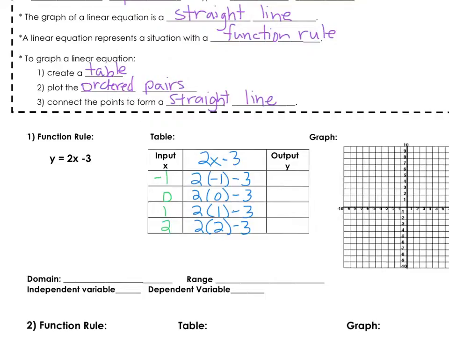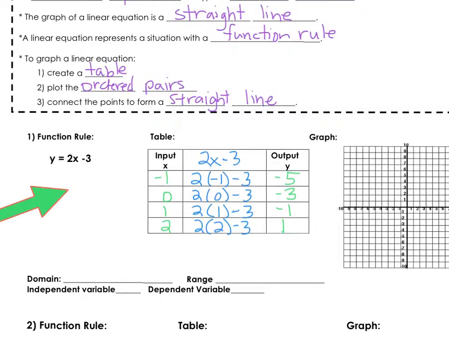So now what I have left to do is that I've put my input values in. I need to do the math to get my output, my range. So for the first one, 2 times negative 1 is negative 2, and negative 2 minus 3 gives me a value of negative 5. 2 times 0 is 0, minus 3 is negative 3. 2 times 1 is 2, 2 minus 3 is negative 1, and 2 times 2 is 4, and 4 minus 3 is 1. We're remembering to do order of operations for these. I multiplied first and then subtracted.